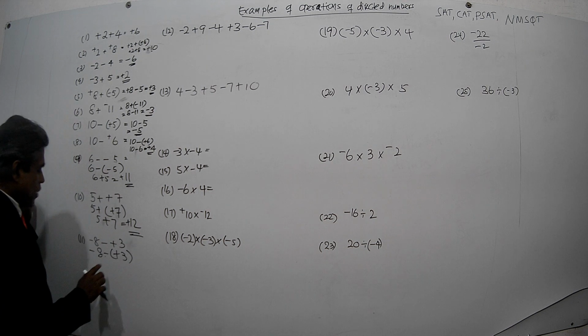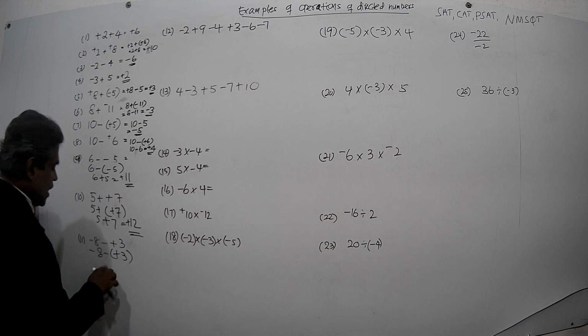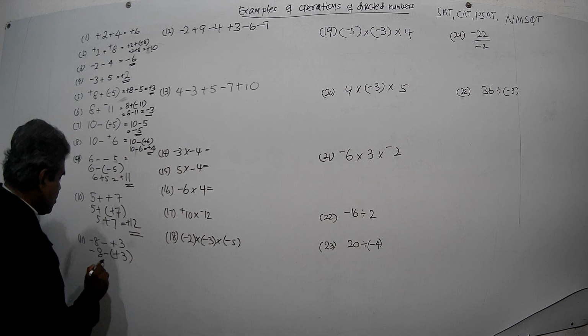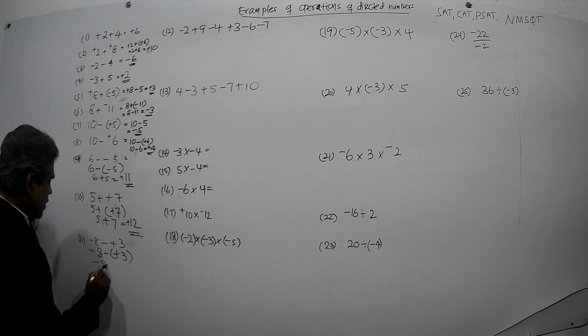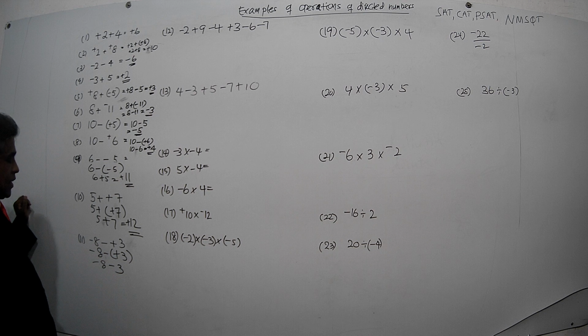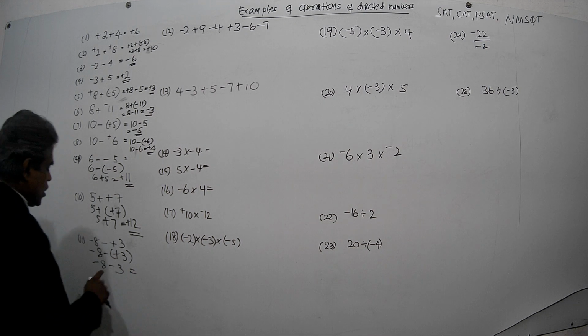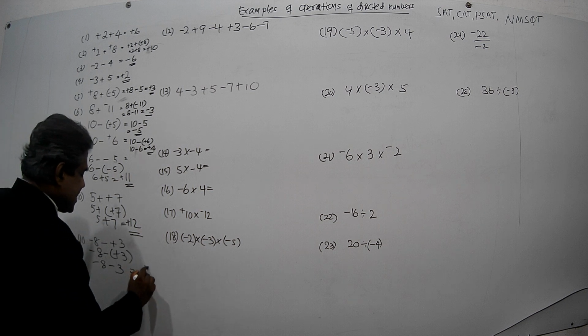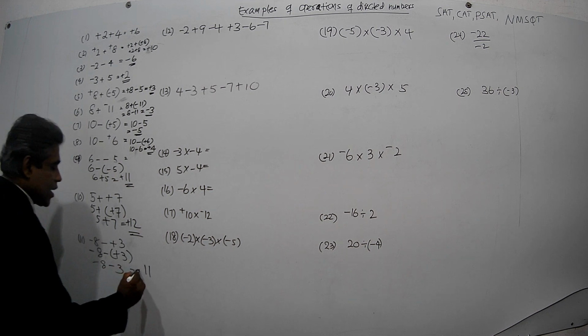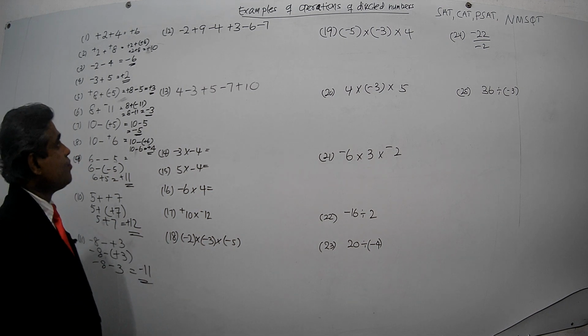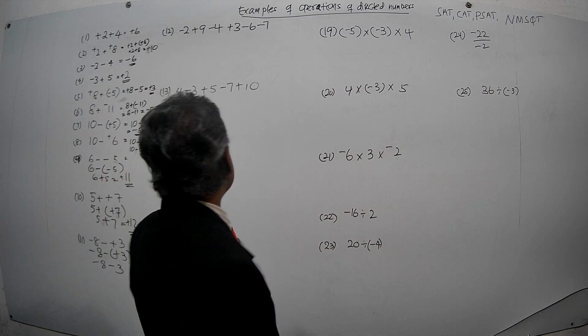When you multiply two numbers of different signs, the sign will be negative: minus 8. Here it is negative 3. Then minus 8 minus 3. Now you have two numbers of the same sign. You add 8 and 3, which is 11. The same sign in both numbers is negative. Right.